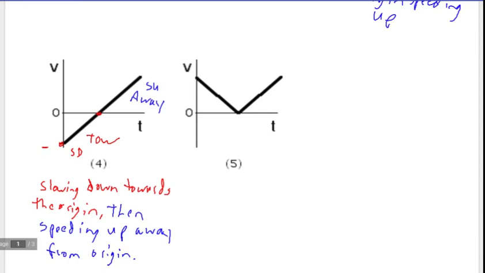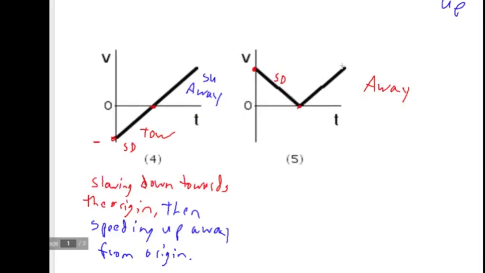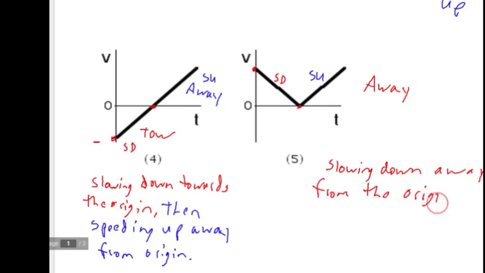All right, last one here. We start up here, go down here, then back up. All these are positive velocities, which means that we're always moving away. The first part, though, goes from some big number down to 0, meaning that I'm slowing down. The second part goes from 0 to some big number, meaning that I'm speeding up. So if I put everything together here, it would be slowing down away from the origin. Then I speed up away from the origin.